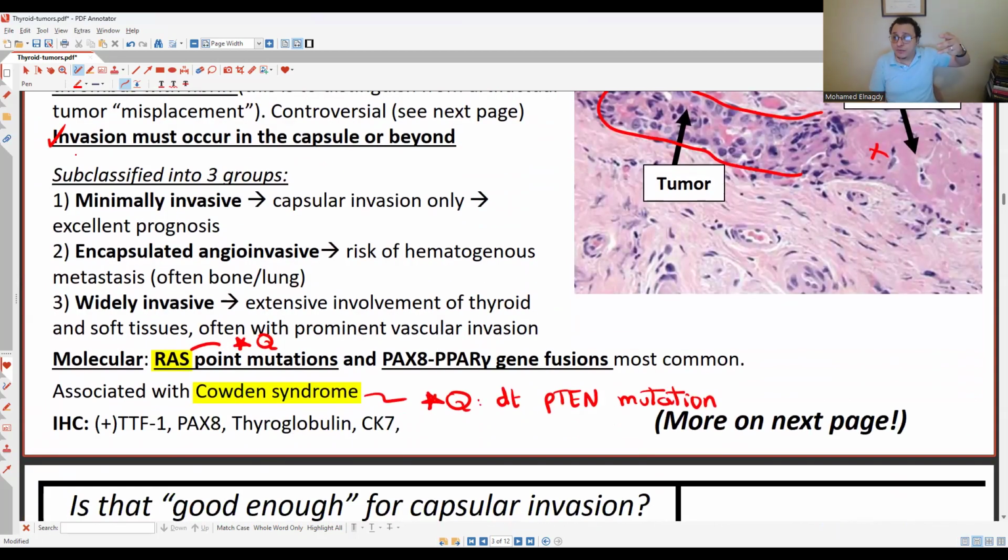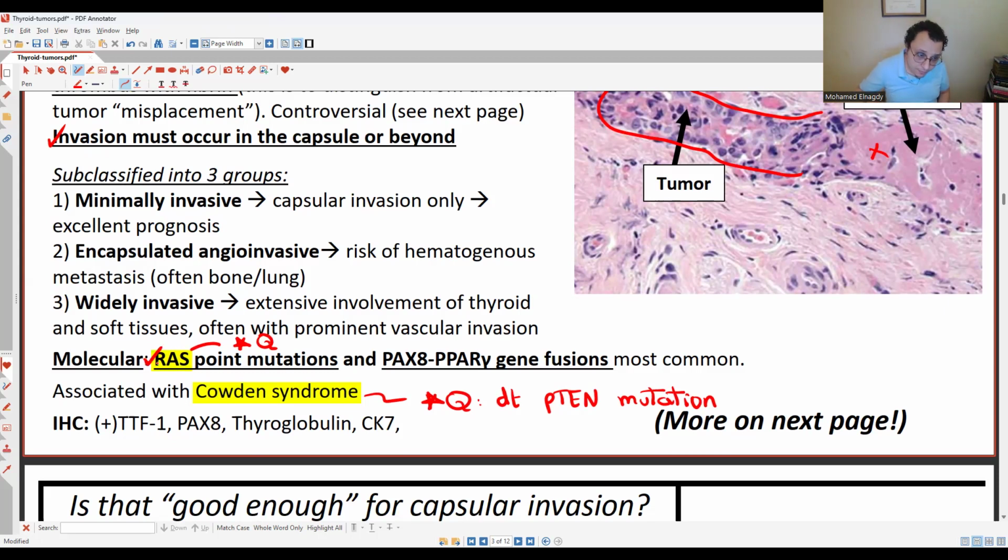And that's why we subdivide the follicular carcinoma into 3 groups. Not important for the boards, but it's important for practice. Minimally invasive, angio-invasive, and widely invasive. Minimally invasive is when you invade the capsule only. Angio-invasive is when you invade the blood vessels only. And widely invasive is when you invade both. So if you invade only the capsule, that's minimally invasive. If you invade the blood vessels, that's angio-invasive. And if you invade both, that's widely invasive.